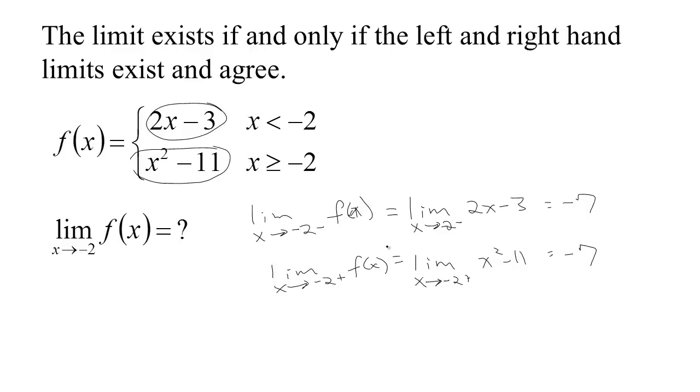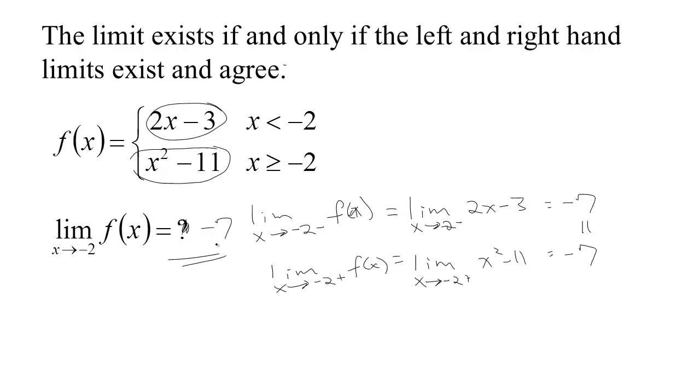Now see, both limits, both the left-hand limit and the right-hand limit, exist, and they agree that the values should be -7. And so by this principle, we can say that the limit is -7. We figured that out. Okay, so it can be handy to think about that.